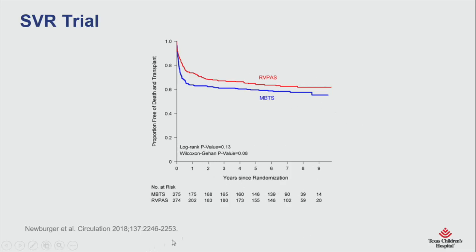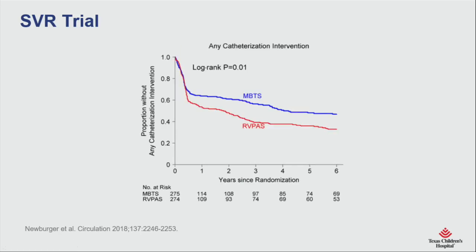Now, these were just published in Circulation, and these are the outcomes at 6 years from this study. What they found is that there is no statistically significant difference now between both shunts. That being said, you can see that the RV2PA conduit does have a little higher survival than the BT shunt in this population.